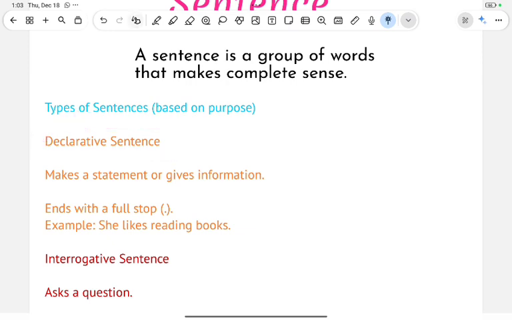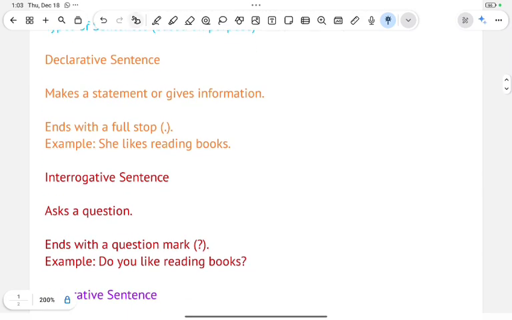Now let's talk about another type of sentence, that is the interrogative one, which is very easy because it always ends with a question mark and it always asks you a question. Whenever you want to ask any question to someone, you can use the interrogative type. Now here is the example. Do you like reading books? Does she walk daily?